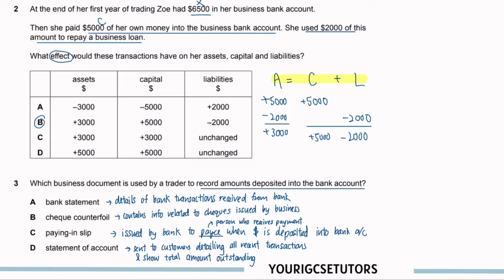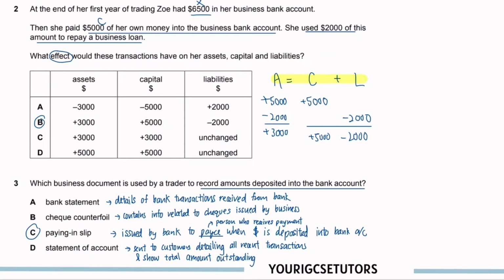B. Cheque counterfoil. It contains information related to cheques issued by the business. Also not this answer. C. Paying-in slip, issued by the bank to the payee, which is the person who receives the payment, when money is deposited into the bank account. So you can see the keyword, deposit. So C is the answer.